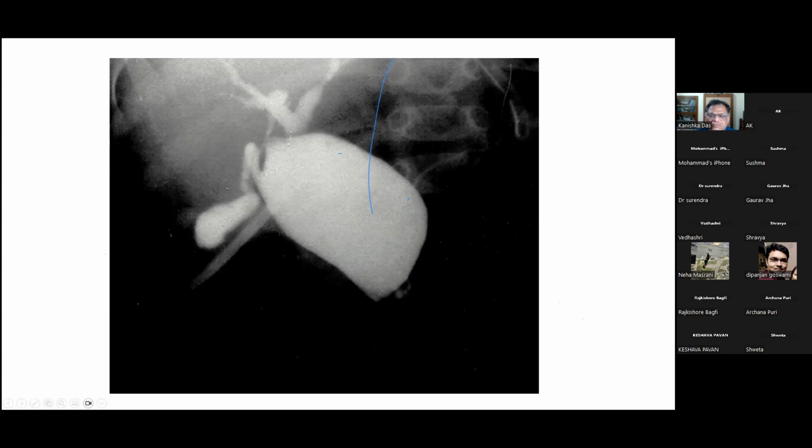Sir, can I take this, sir? This is a contrast study, cholangiogram, sir, showing a dilated cystic lesion. What cholangiogram is this? Mostly a percutaneous cholangiogram, so you can see a tube here. Percutaneous cholangiogram in the choledochal cyst.